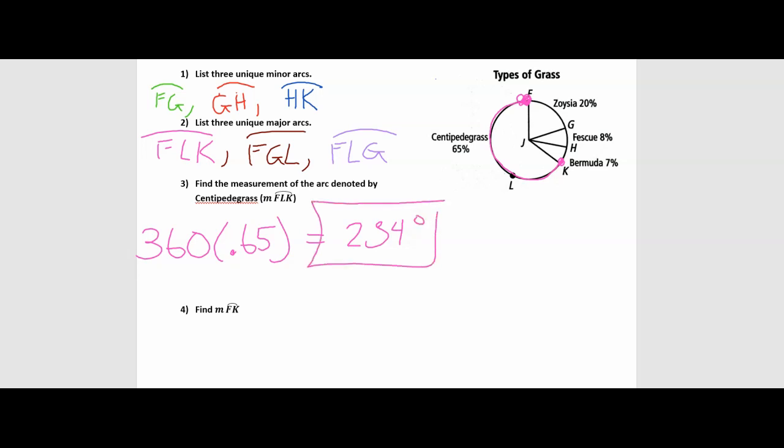And that makes sense, right? We know that our arc is a major arc, so it needs to be more than 180. If we got something smaller than 180, we should have our eyebrows raised a little bit, knowing we did something incorrect.